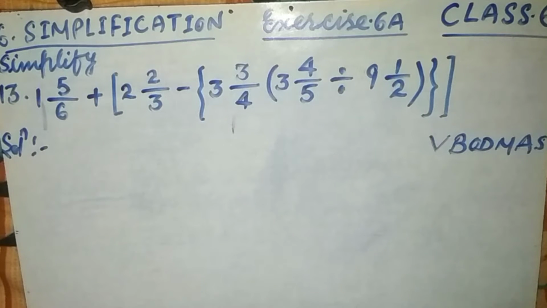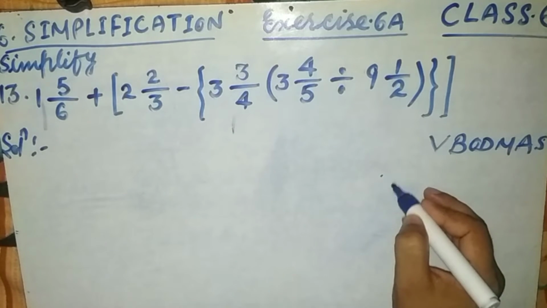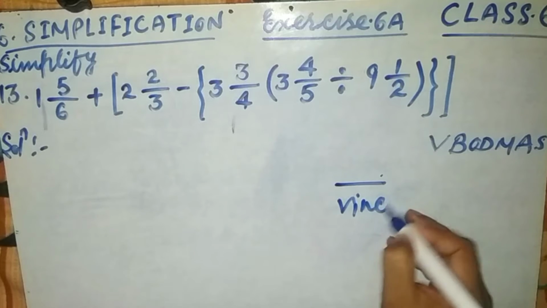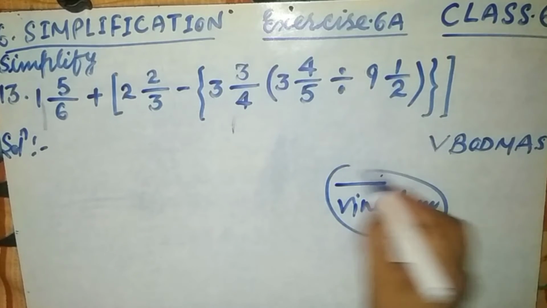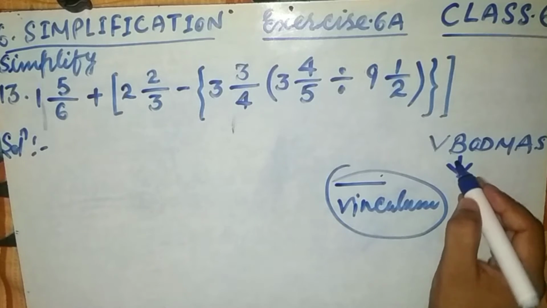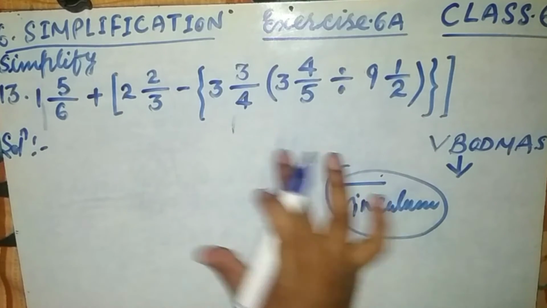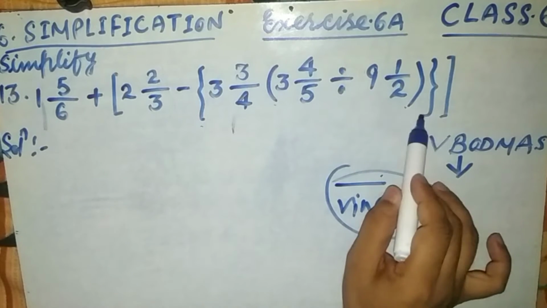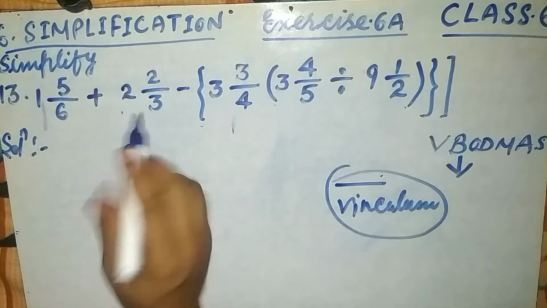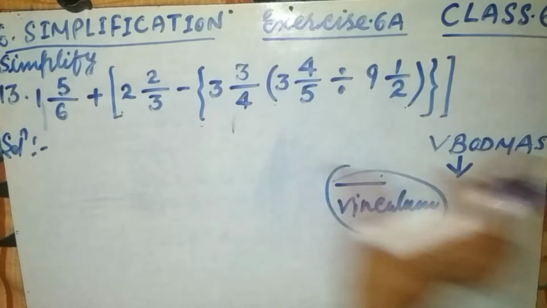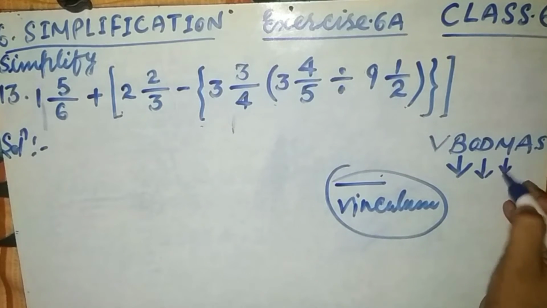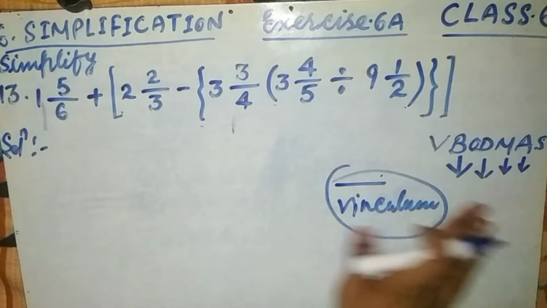As you have already learned about the word VBODMAS. V is the extra letter that is added over here. V means vinculum, that means bar. And you know, friends, about B for brackets. There are three types of brackets here: this is the small bracket, this is the curly bracket, and this is the big bracket. Now D for division, M for multiplication, A for addition, and S for subtraction.